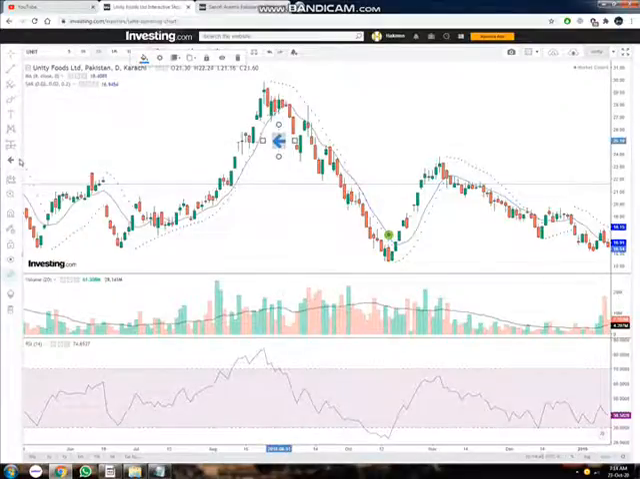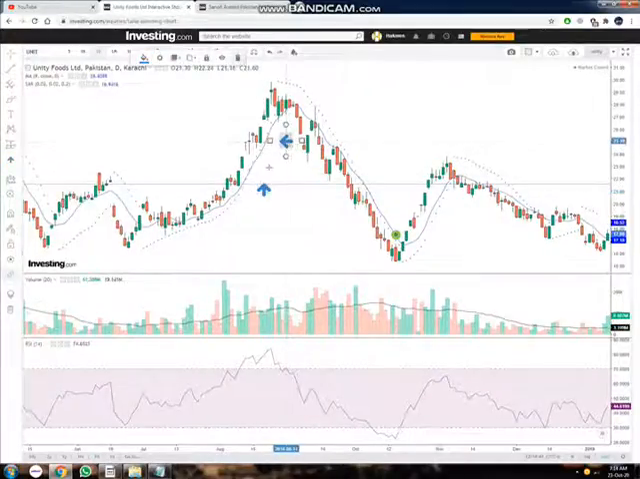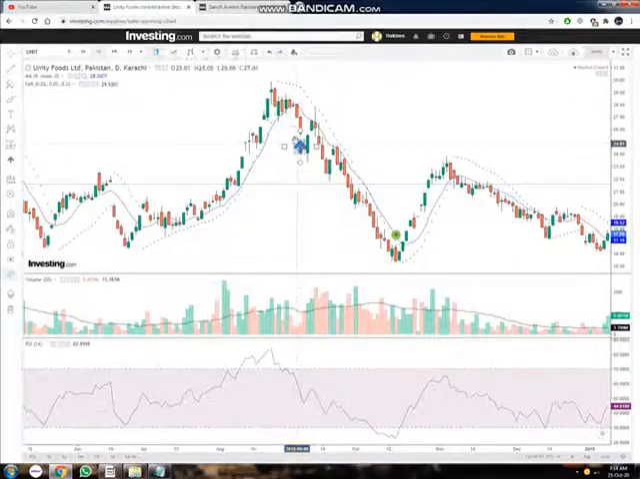Sorry, I messed it up. Let me remove this one. You can see this one candlestick, these two candlesticks. I've showed you how to enter in these types of markets.